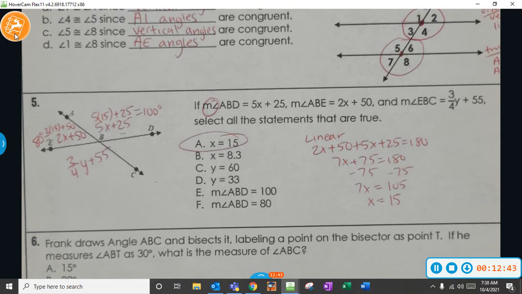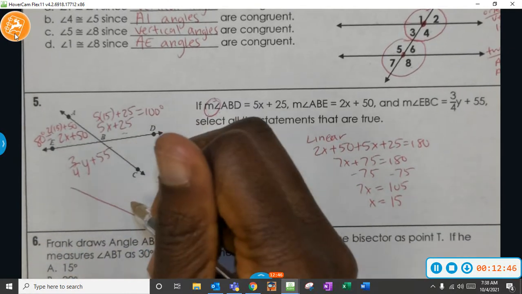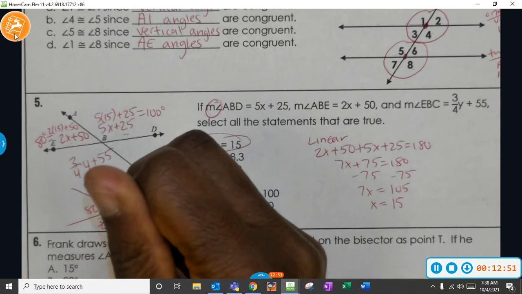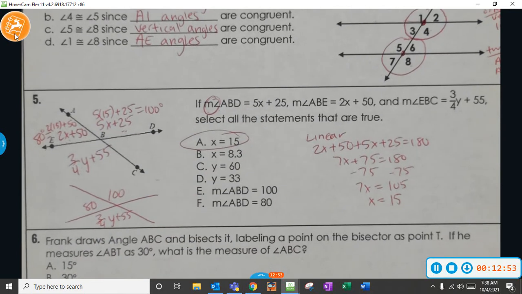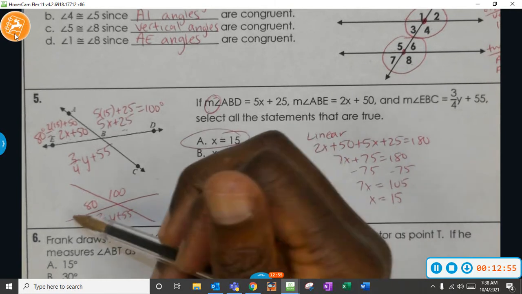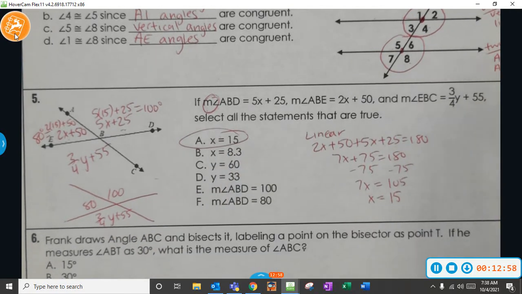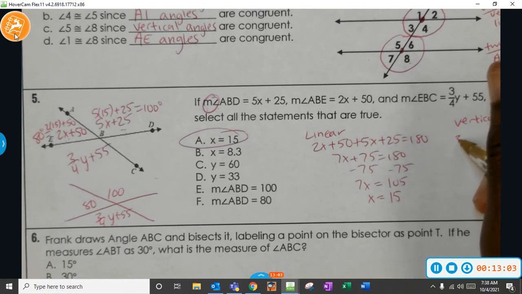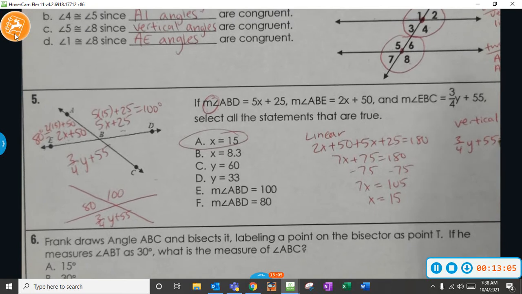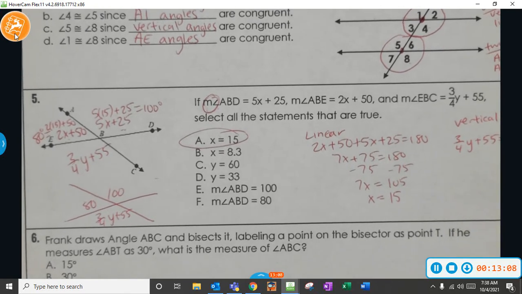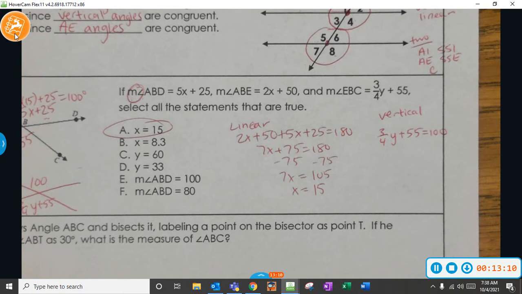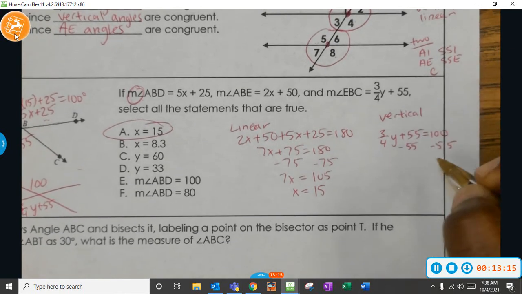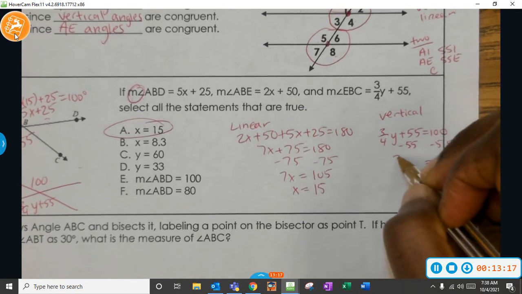Okay, so then I can use either one of those, so I can redraw this essentially. This is 100, this is 80, and this is 3/4 y plus 55. So I need to use one of the angles, either the vertical angle or the linear pair, to get y. So I'm going to use vertical. I just prefer setting things equal, but it doesn't really matter. So 3/4 y plus 55 equals 100. Alright, so minus 55 from both sides. We get 45 equals 3/4 y.